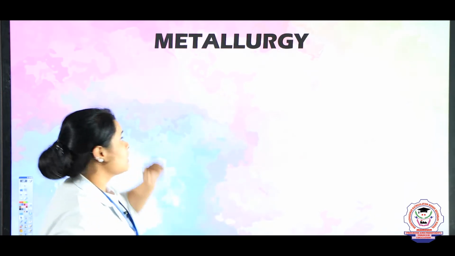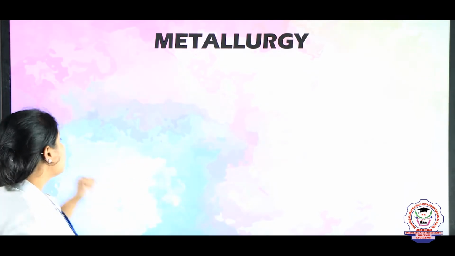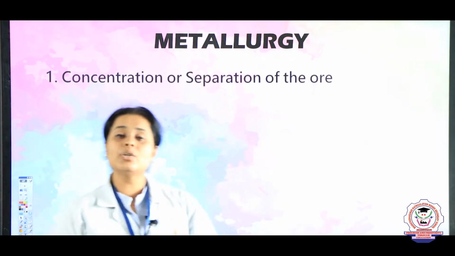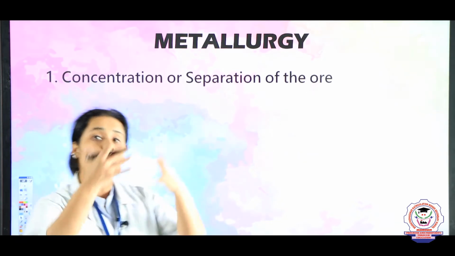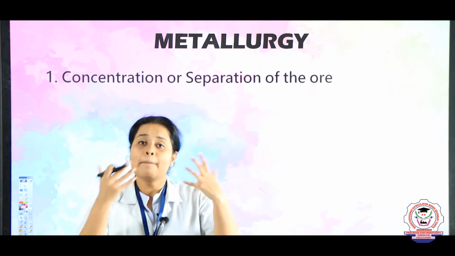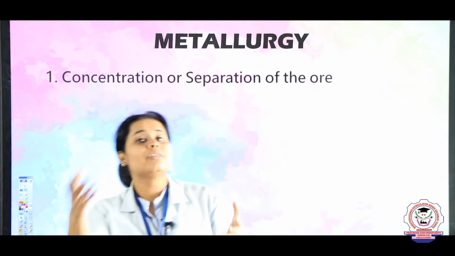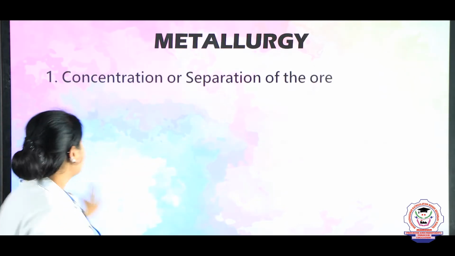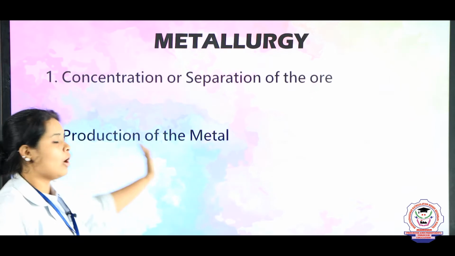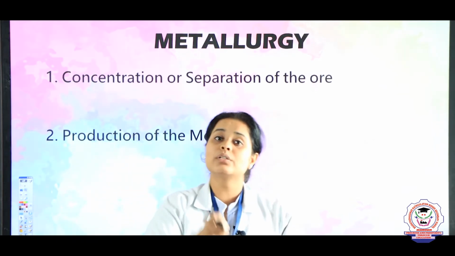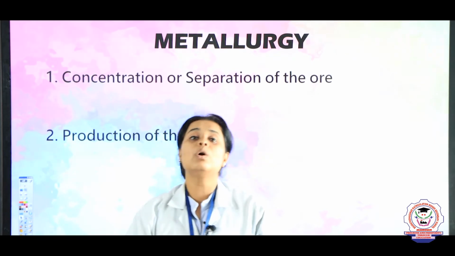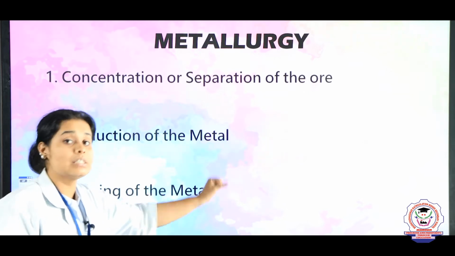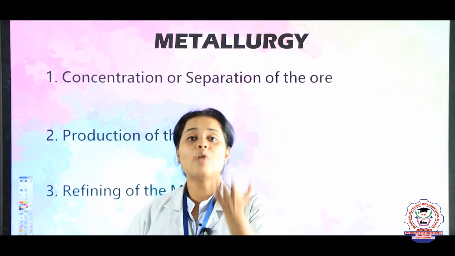First of all we should see what metallurgy does. The first thing in metallurgy is concentration or separation of the ore. That means when you get the ore, which is the impure form of your metal, you have to take out the metal from that. So first is separation of the ore from the earth crust. The second point is production of the metal. From that ore you are going to remove your metal, and then do further investigation. And the last one is refining of metal, so that you get the pure form of your metal.